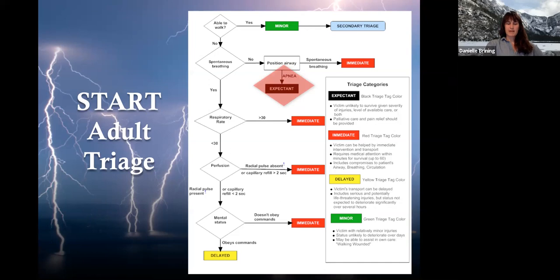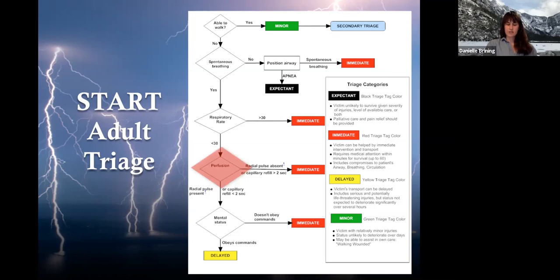If there is spontaneous breathing after one repositioning of the airway, then you label them immediate or red. They have a current life-threatening situation with good potential to survive with immediate intervention. For this red tag, there are 4 ways you can get it, and the way I remember is the ABCD approach that we use in the emergency department. The first is airway, spontaneous breathing after positioning the airway. The next is when you check the respiratory rate: if it's greater than 30, they also go to red. If it's less than 30, you go to C, circulation or perfusion.